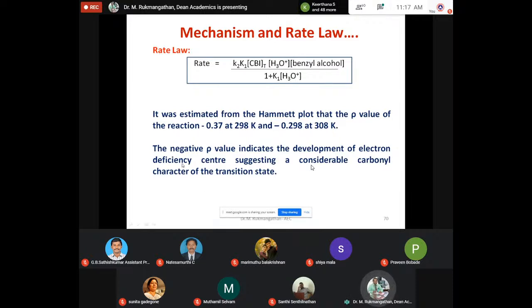This point we have already mentioned: the negative rho value of the Hammett plot indicated an electron deficient center, that means considerable carbonyl character in the reaction transition state.